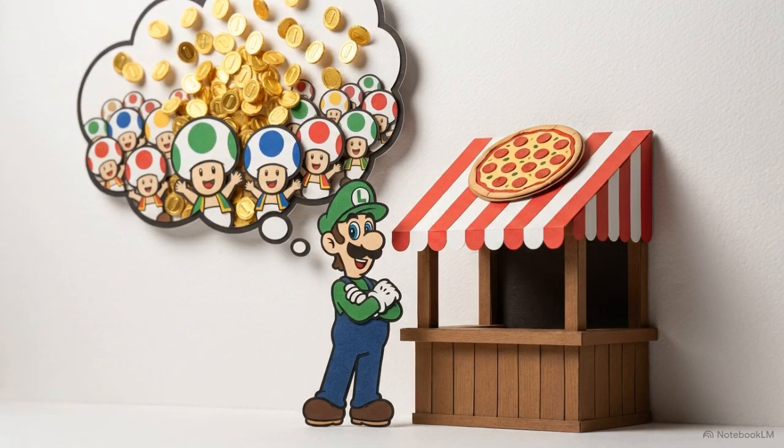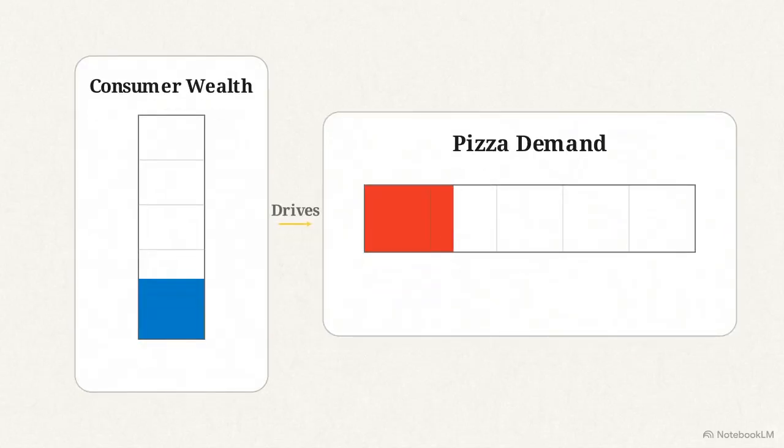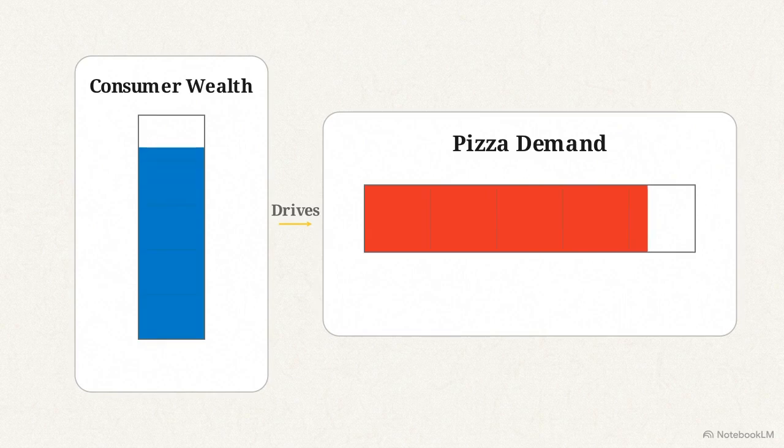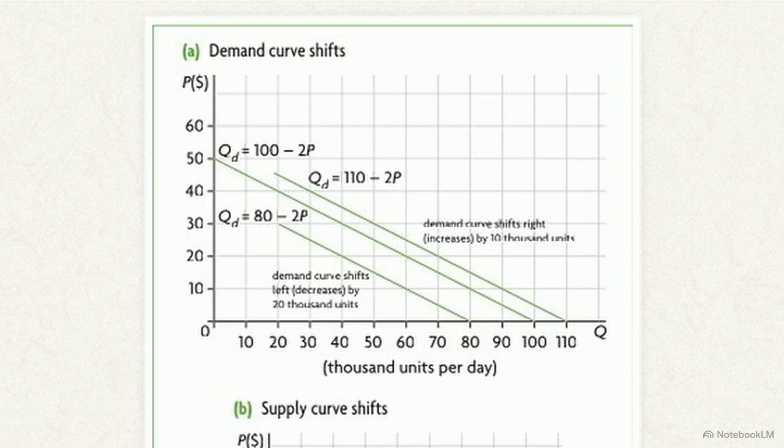Imagine the entire kingdom receives a pay raise, giving everyone extra coins to spend at Luigi's pizza stand. Because people are wealthier, their buying habits change. They are now willing to buy more slices than before at every price level. This chart shows the mechanics. A demand boost moves the entire downward sloping line horizontally to the right.